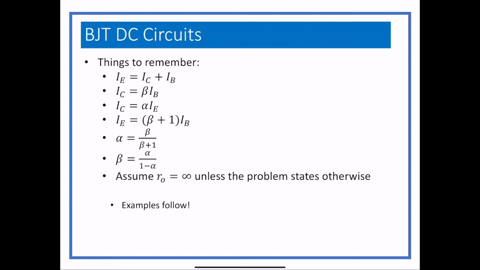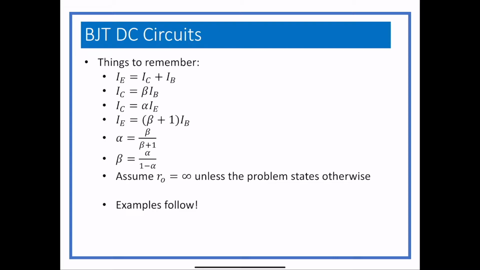Assume that RO is infinity unless you're told that it's not. In general, it's more often put into these circuits than it is to the others, but you will know. If no mention is made of RO in the circuit, then you just leave it out. Otherwise, use it and it will generally be something rather large.